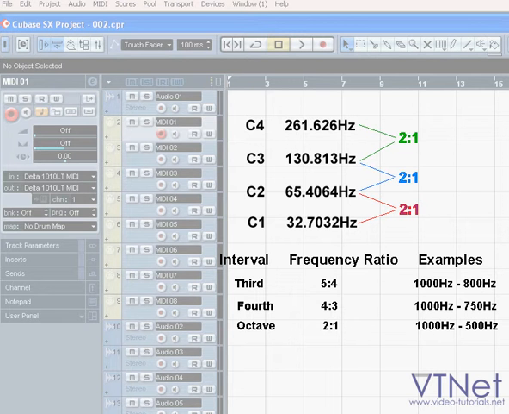Other common musical intervals have their own frequency ratios between the two tones. In a fourth, the two tones operate at a 4-to-3 ratio. In a third, the ratio is 5-to-4.